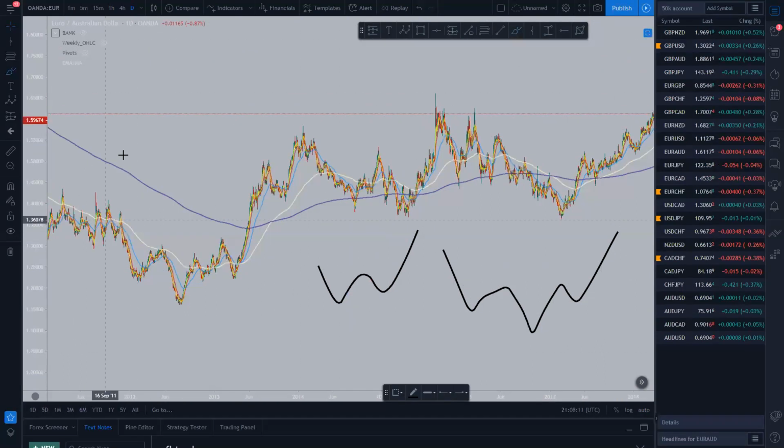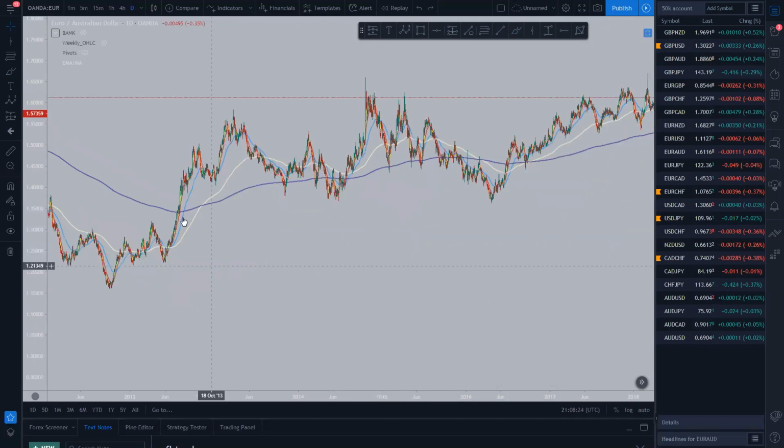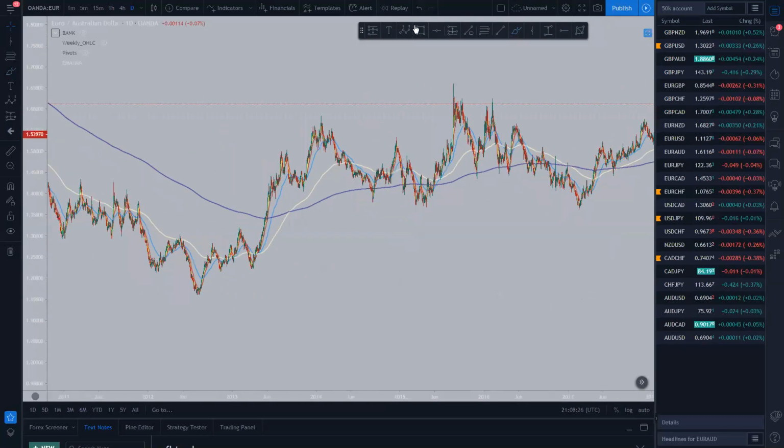You can get head and shoulders at peak formation as well. So that's the head and shoulder right there. Very nice. So anyways, we have a head and shoulder right here. So this is a peak formation low.